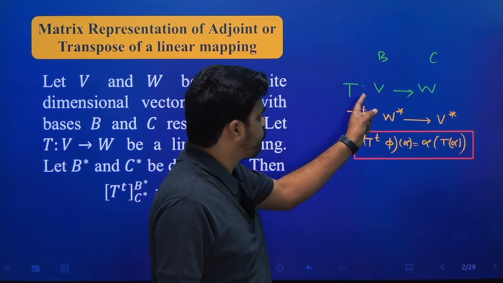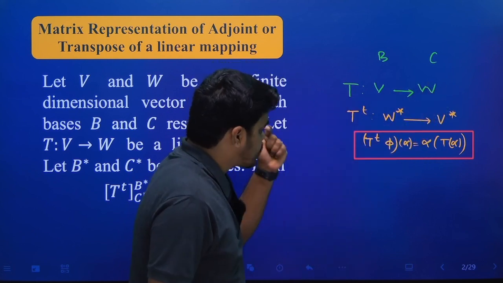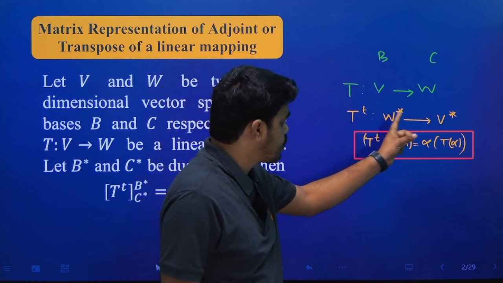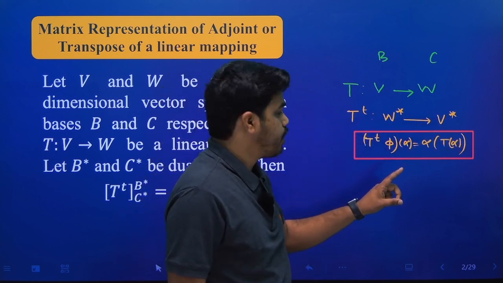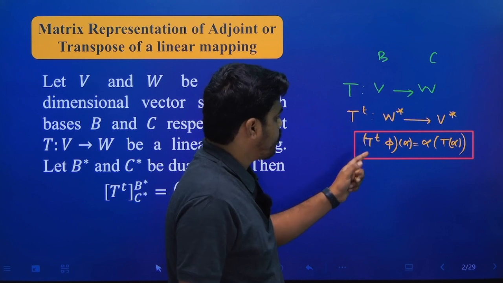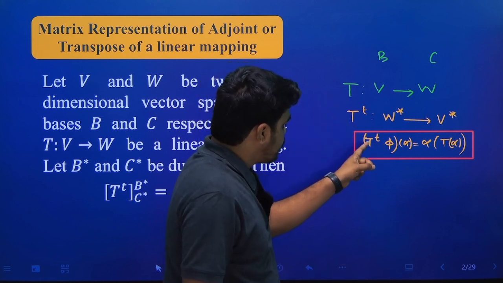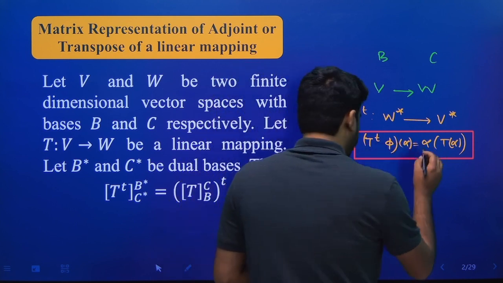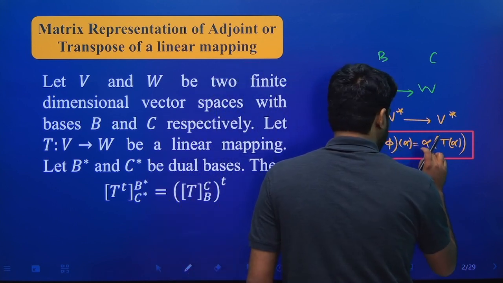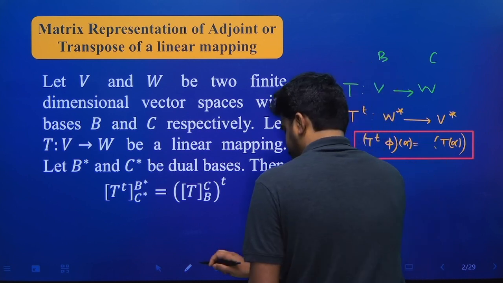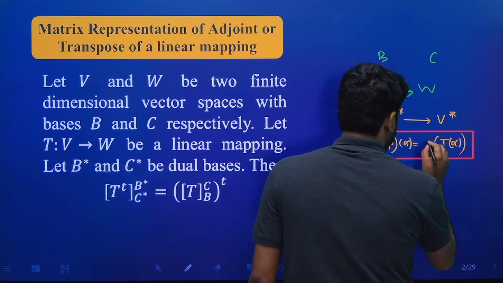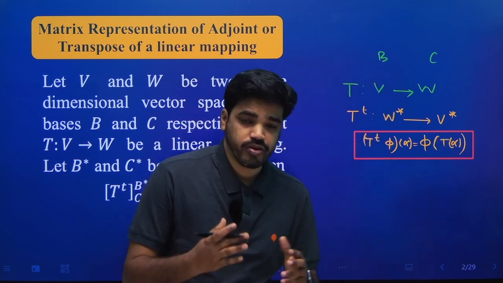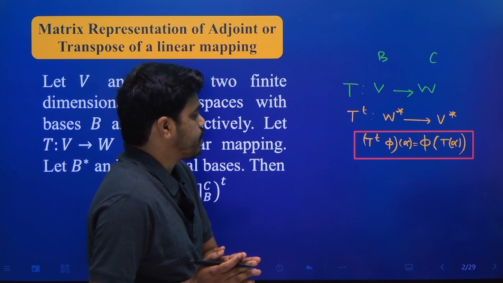If T is a mapping from V to W, then the transpose, that is T transpose, is a mapping from W star to V star. And phi belongs to W star, and this mapping is defined by T transpose phi alpha equals phi of T alpha. We know this definition of the transpose of a linear mapping, right?